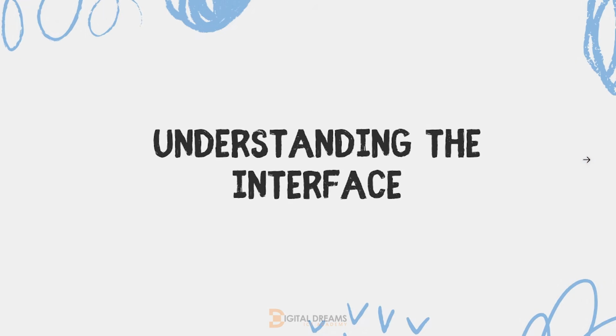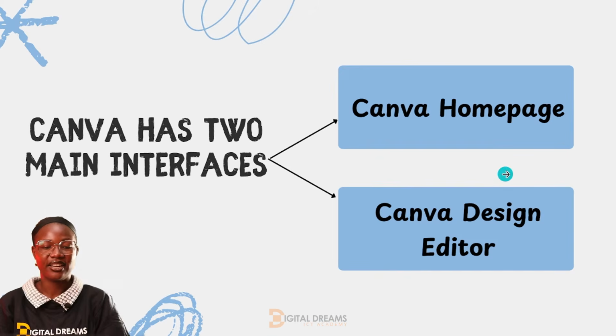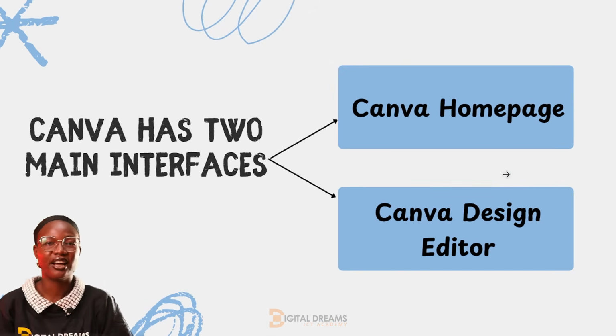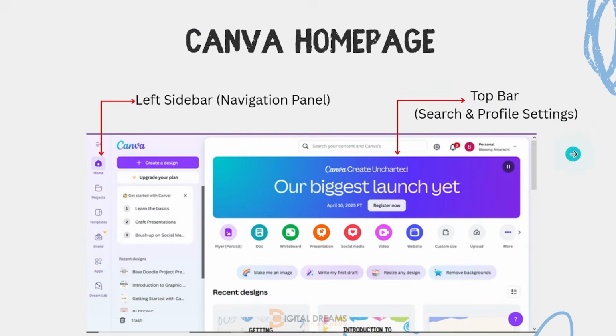The next thing for us to do today is to understand the interface. So what do we mean by interface? Interface is what you see when you open Canva. When you open Canva, Canva has two main interfaces. We have the Canva homepage and the Canva design editor. So this is how the Canva homepage looks. We have the left sidebar navigation panel, and we have the top bar.